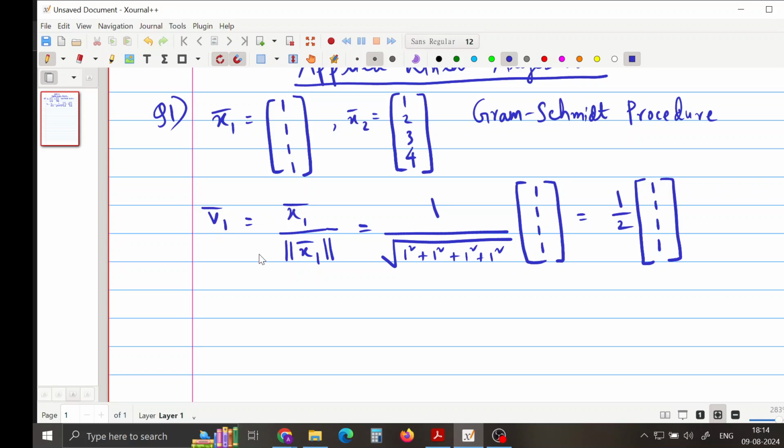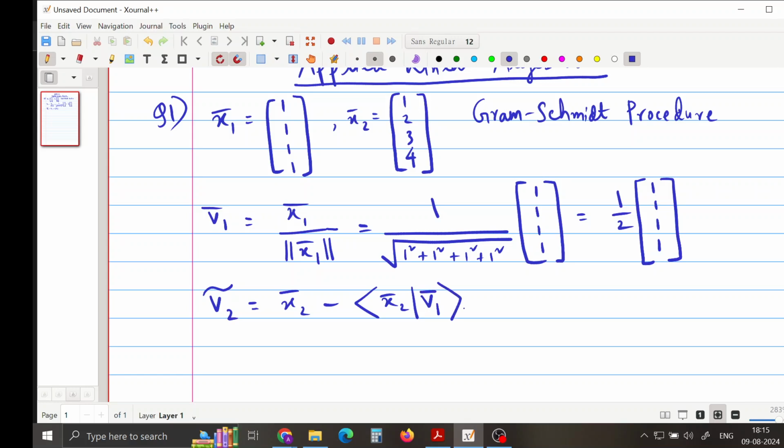And to compute the second one, as I said, you first have to subtract that component, that projection. So I'll use a different notation. In fact, this same notation was used in the lectures also by the professor. Let me call it v2 tilde. So you take the second given vector, which is x2 bar, and from x2 bar, you subtract the component of x2 bar along the previously obtained vector, which is v1.